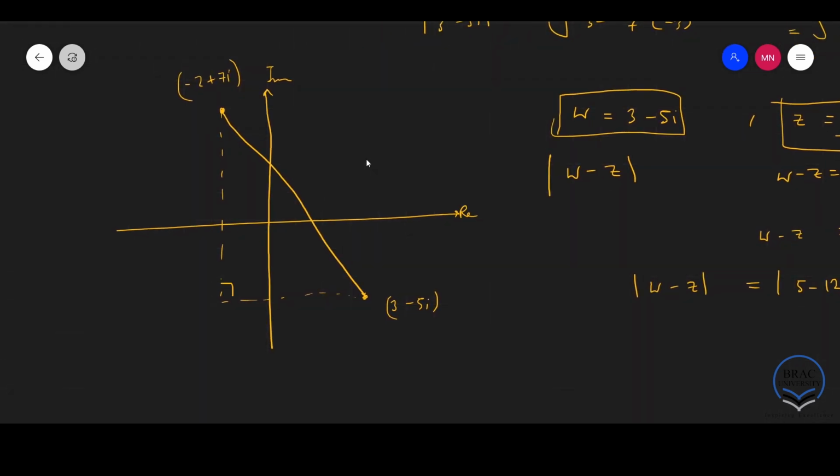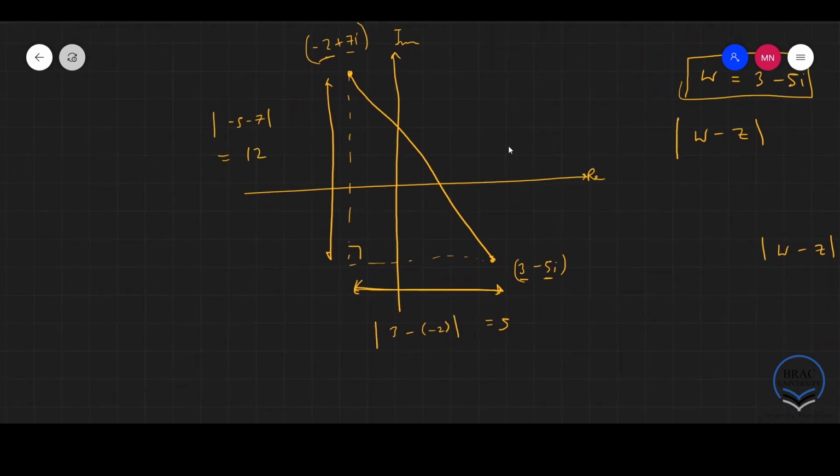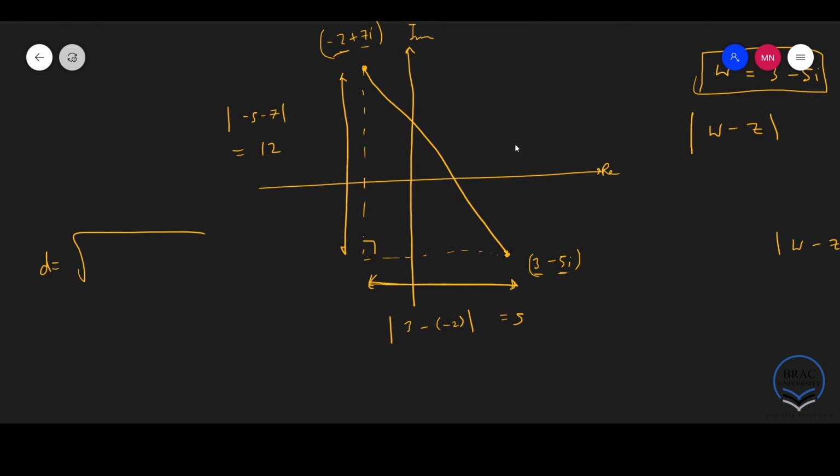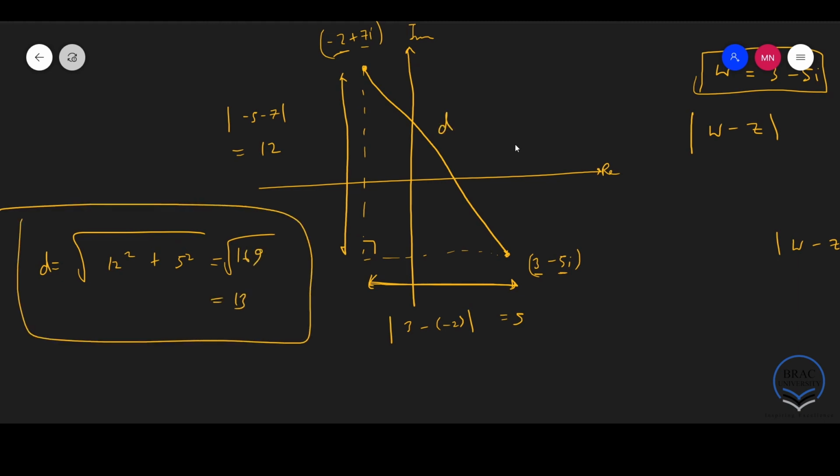We can see that this will be 90 degrees. If I were to find this vertical and horizontal distance, well, this will be just the difference. So the horizontal distance will be just the difference between the real parts of these 2 complex numbers. So you have 3 minus minus 2, this is equal to 5, and the vertical distance will be the difference between the imaginary parts. We have minus 5 minus 7, that is equal to 12 in magnitude. So now if I were to apply the Pythagorean theorem, we have 12 squared plus 5 squared. Once again, this is equal to the square root of 169, and that gives us 13. So we have found that the distance between these 2 complex numbers is equal to 13, right?